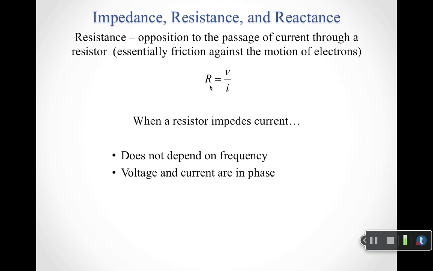The second thing is that the voltage and the current are in phase. As we go through and talk about these various concepts, we'll see that there are going to be situations where the voltage and current are out of phase, but not across a resistor. As it runs through a resistor, the voltage and the current are in phase. And the last one is that a resistor causes the loss of power. It dissipates energy. So these are the basics when we have a resistor in an AC circuit.